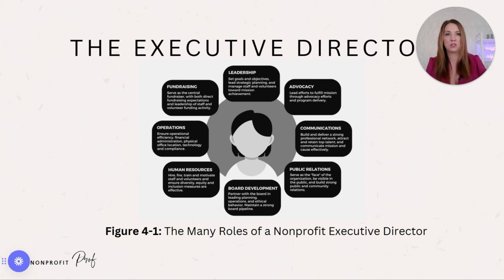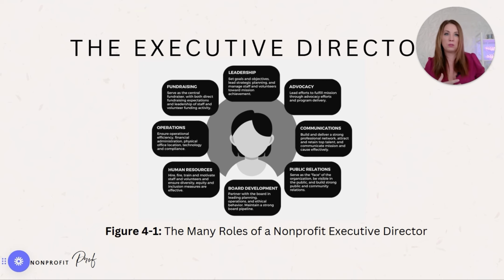In addition to leadership responsibility, nonprofit executive directors are generally responsible for fundraising directly. And oftentimes this involves managing a portfolio of donors, of those higher level donors. On top of that, they're responsible in many cases for leading efforts to fulfill the mission through advocacy and program delivery. They often are responsible for being the face of the organization from a communications and public relations standpoint. They're responsible for board development.